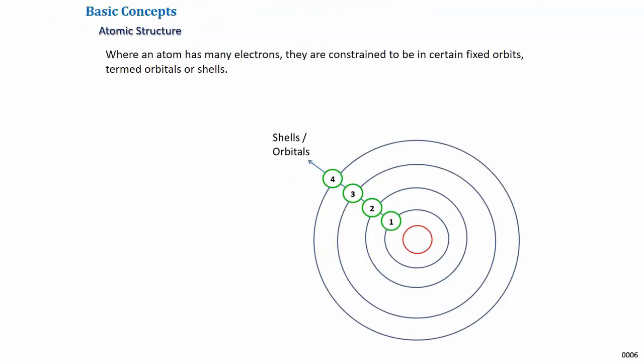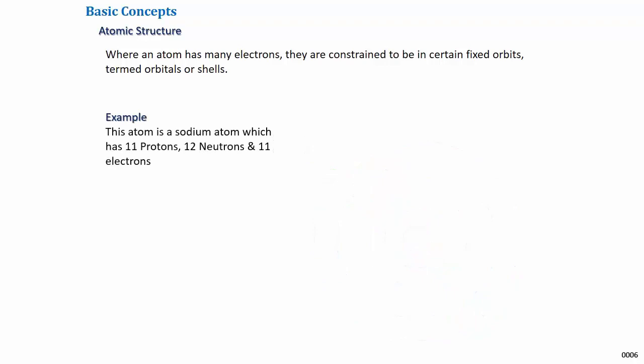Where an atom has many electrons, they are constrained to be in certain fixed orbits, termed orbitals or shells. Here is an example of a sodium atom, which is a metal. A sodium atom has 11 protons, 12 neutrons, and 11 electrons. In the nucleus, we have the 11 protons and the 12 neutrons. And the electrons are arranged in shells about the nucleus as follows.